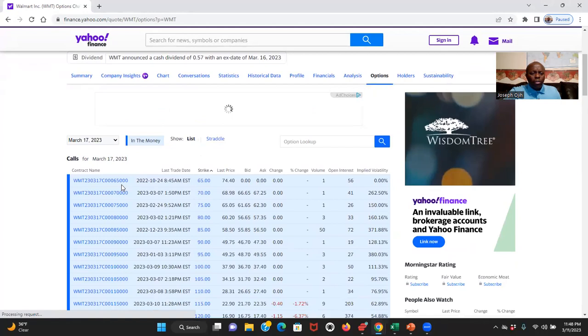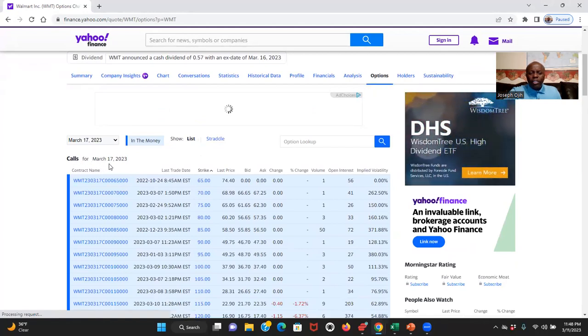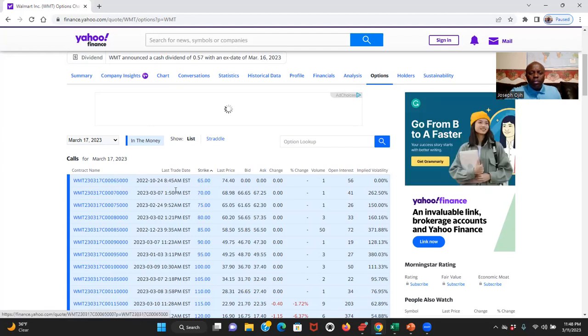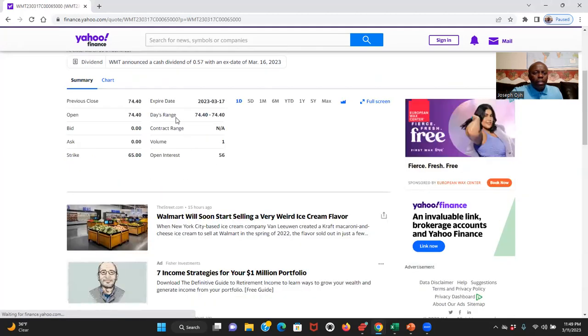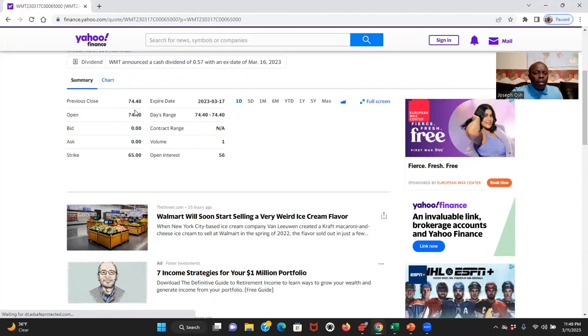See, this is a call option for March 17th. This is the strike price. It's the contract name, strike price. Let's see when it expires. Last date of trade, they have it here. Let us click on this and see every piece of information we have on this option. This is the strike price, $65, and it expires on the 17th. It's very close to the expiry date.